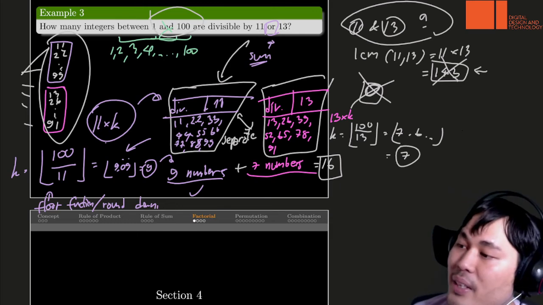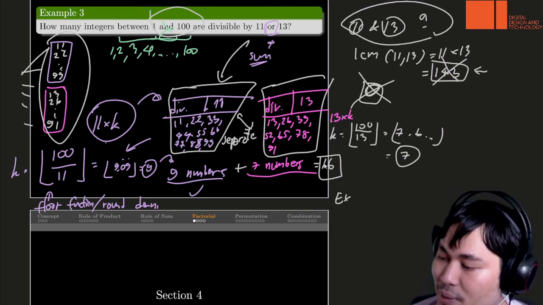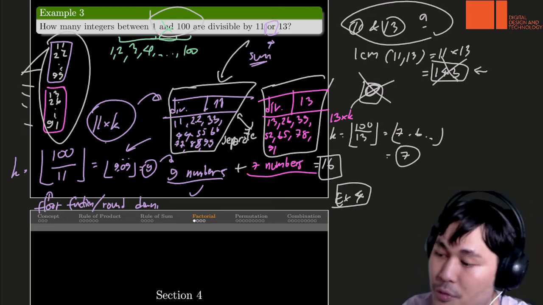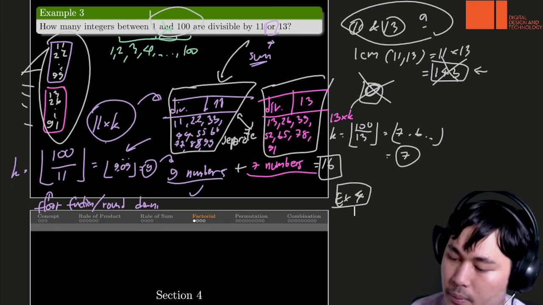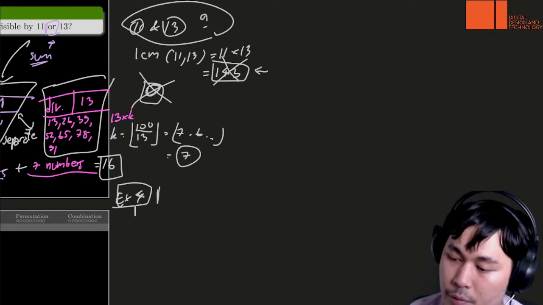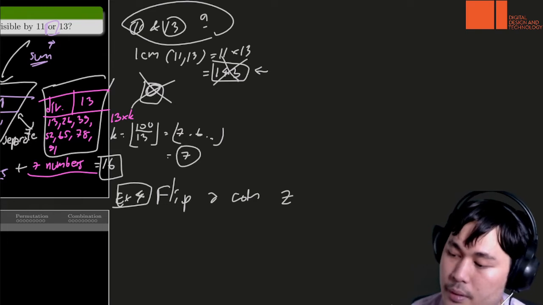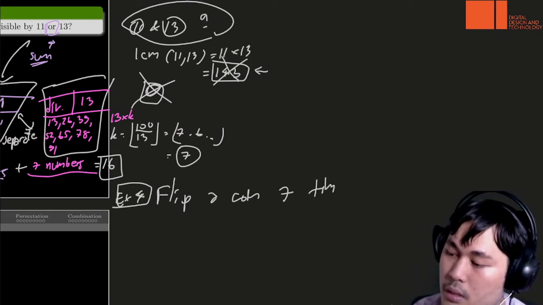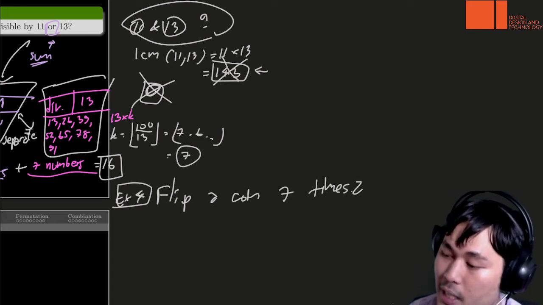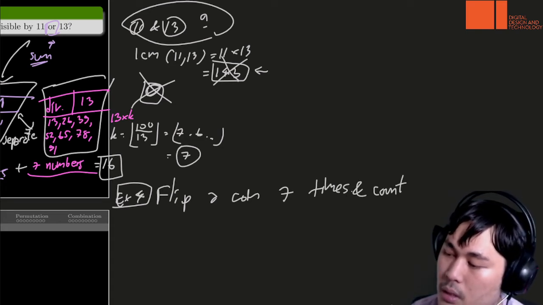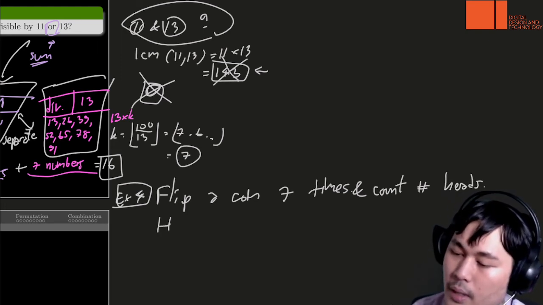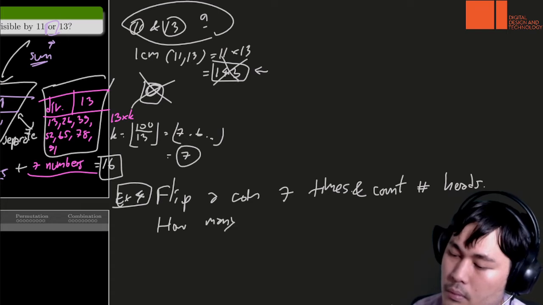Maybe let me add one. Example 4. Maybe I should start from this one. So suppose you flip a coin 7 times. Oh, that's number 7. If you flip a coin 7 times and count the number of heads, how many results are there?